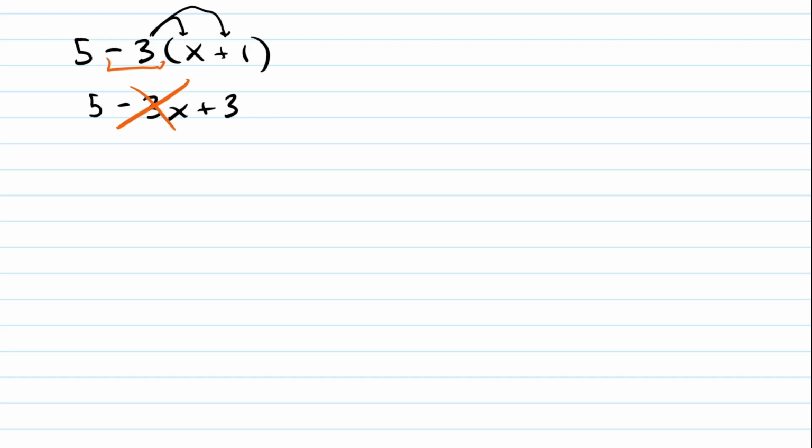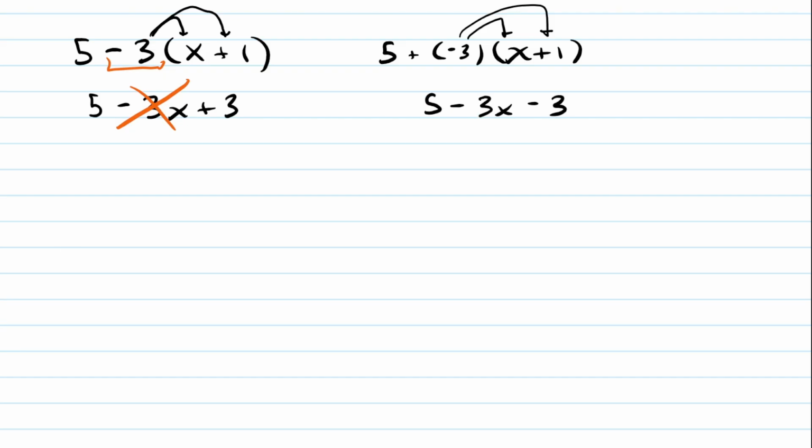And so we can rewrite it to make it a little bit more clear as 5 plus this negative 3 times x plus 1. And now we can see how this negative 3 is distributing over. And we have 5 minus 3x minus 3. And that is the correct answer.